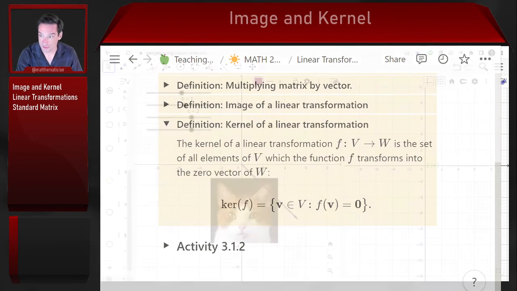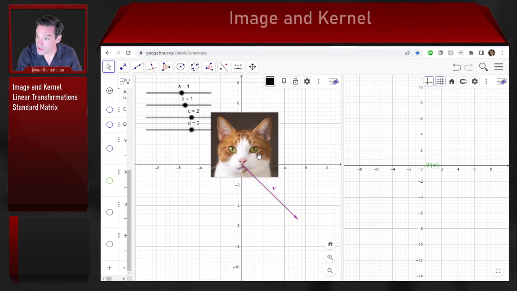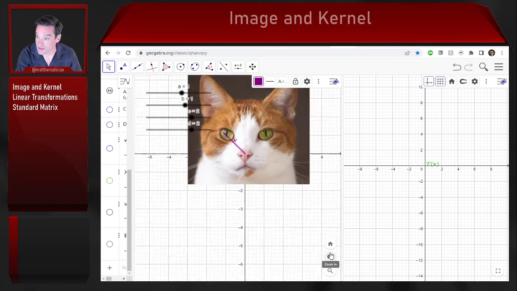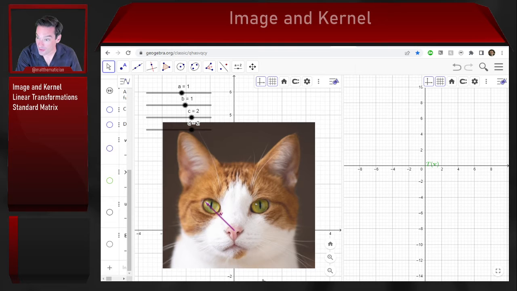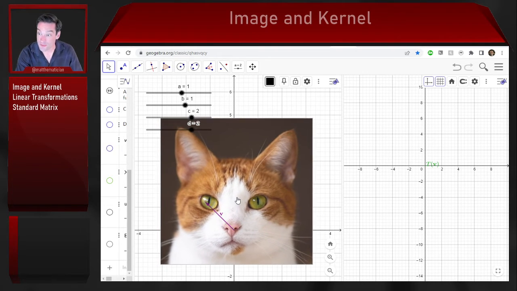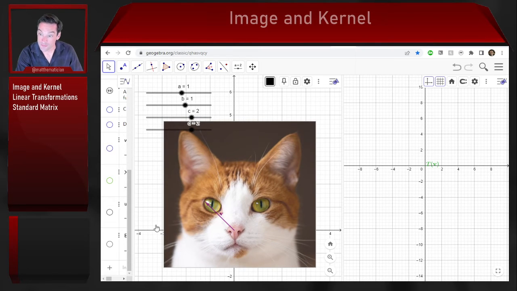And so if we put our cat nose example back on here, we can't really see what's going on with the cat's picture because it's being squished down from a two-dimensional square into probably a one-dimensional image that we can't see over on the right-hand side. But we could know, for example, that this portion of its eyeball that my vector v is pointing at here would be getting sent to the 0 vector in the codomain by this particular linear transformation. So that's the definition of image and the definition of kernel. But of course, the question arises, how are we supposed to find either of these things for a given linear transformation?